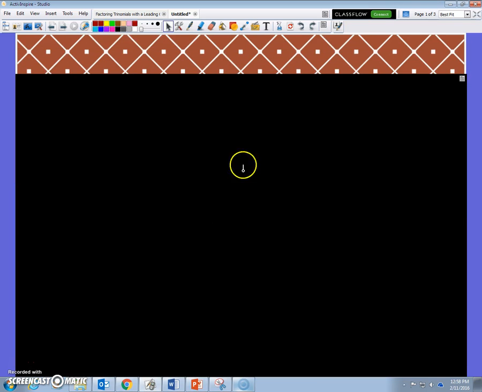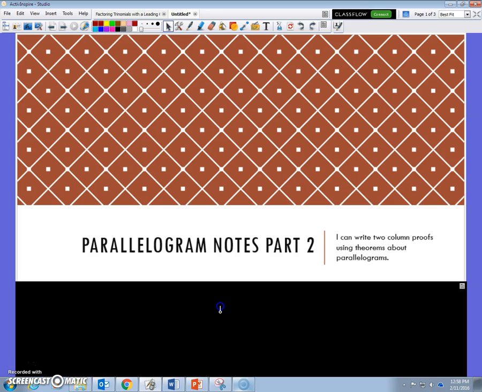Today we're going to talk about parallelograms again. And today what we're going to actually do is add those two-column proofs that I know you guys love. They're very similar to the ones that we've done in the past. But unfortunately, there are some theorems that we don't have nice, fancy names for, like the angle bisector theorem. We're going to have to do some shorthand, but that's okay.